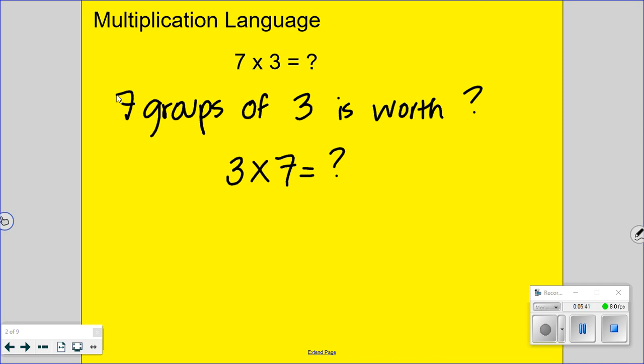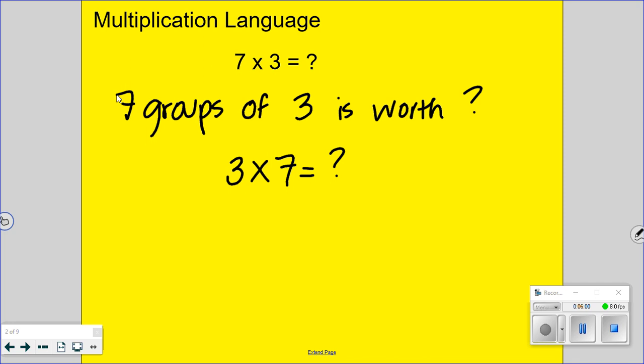Can you read that to me in English? 3 groups of 7 is the same value as. Is that the same as 7 groups of 3? Yes. Is it? It's the same value. It is the same value.